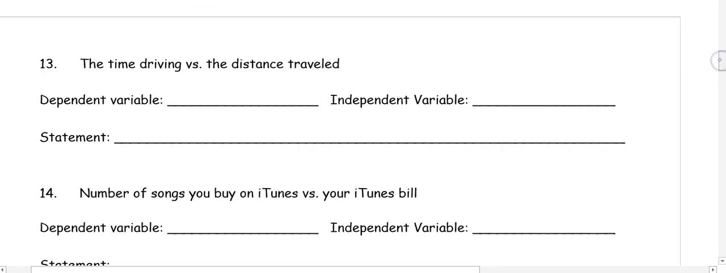So in 13, we need to do all of it together. So we have the time driving versus the distance traveled. So in this case, our independent variable, remember, is going to be the time because we can't change that. So time driving, because time is going to happen no matter what. And the dependent variable then is the distance traveled. So our statement then is going to be the distance traveled depends on the time driving.